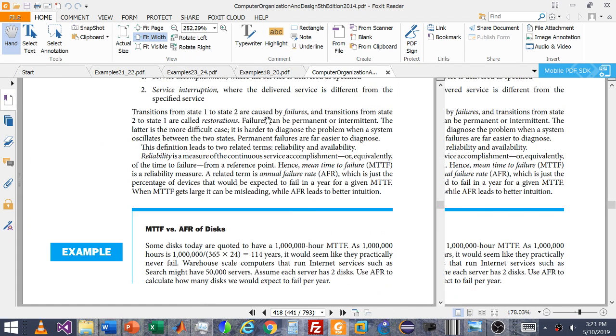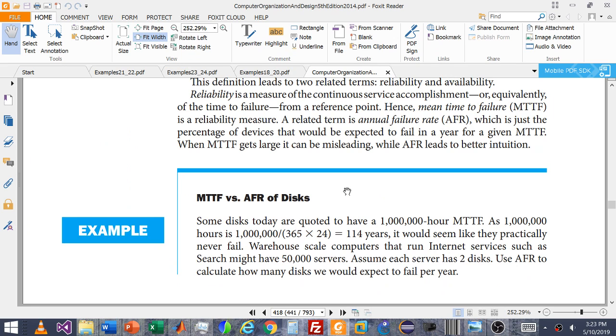This is a supplement to mean time to fail and reliability.